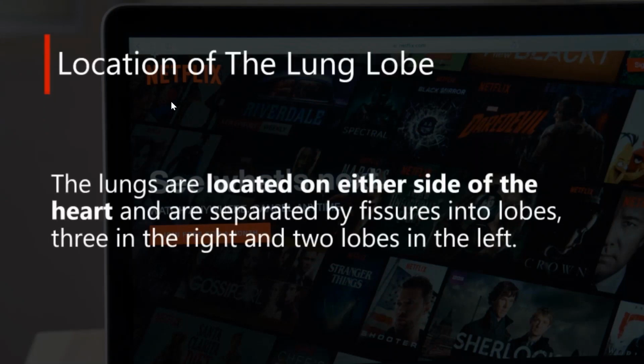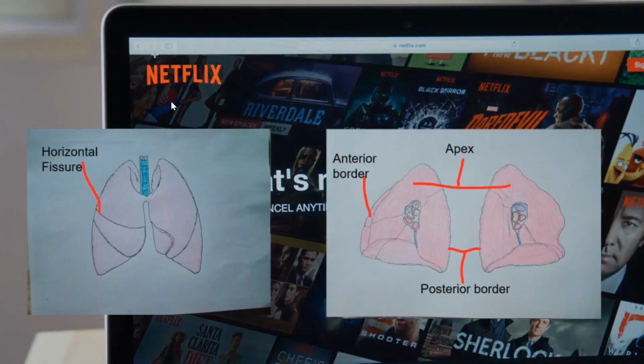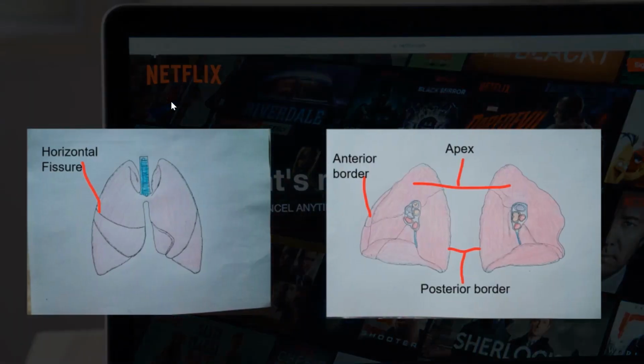Location of the lung lobe. The lungs are located on either side of the heart and are separated by fissures into lobes, 3 in the right and 2 lobes in the left. So this is the illustration. First would be the apex of the lung. The apex of the lung projects into the neck.